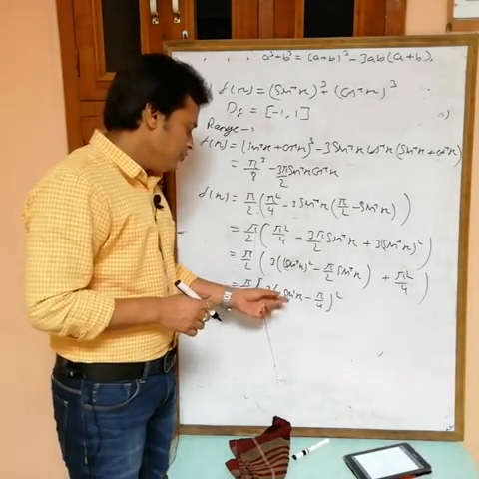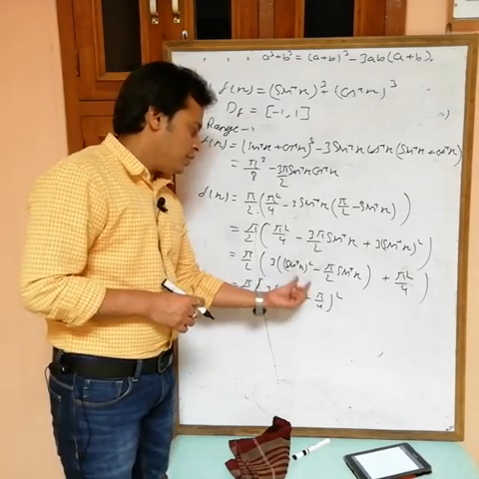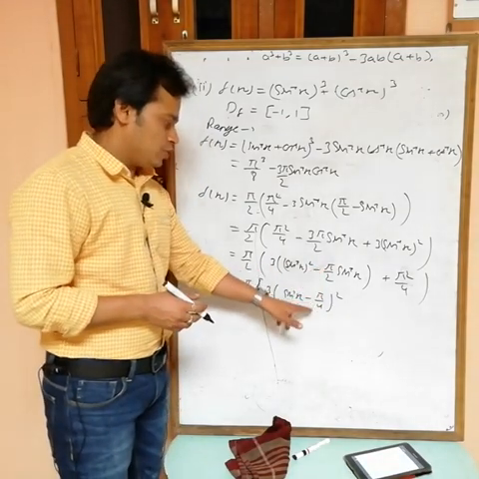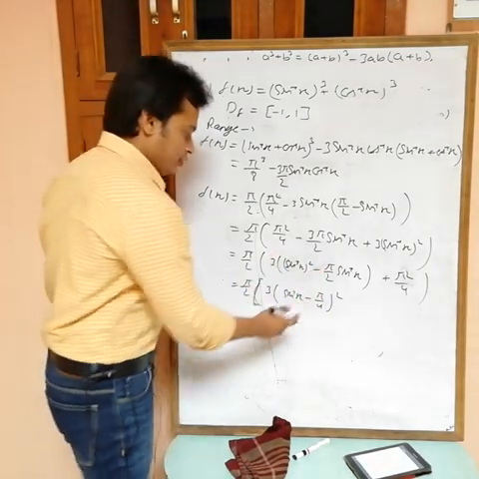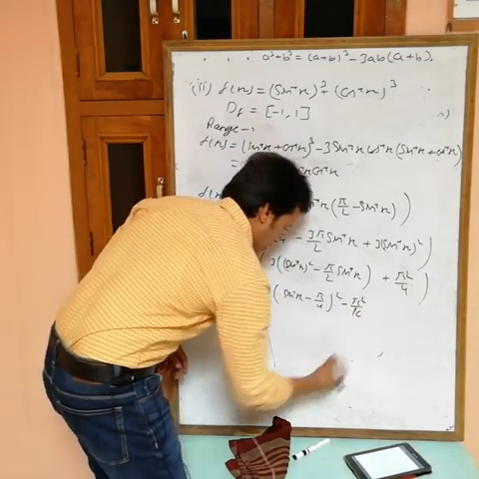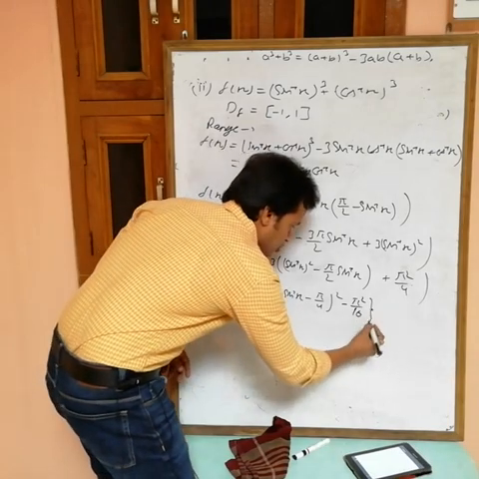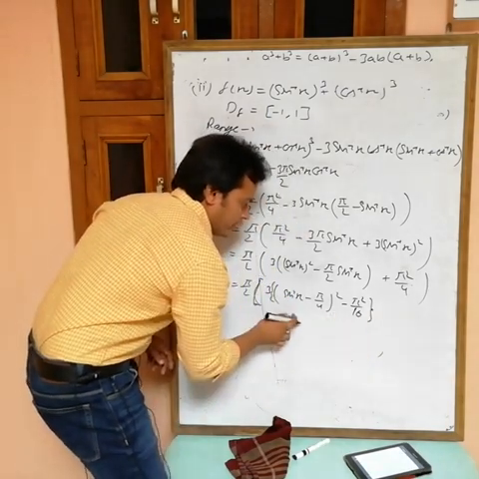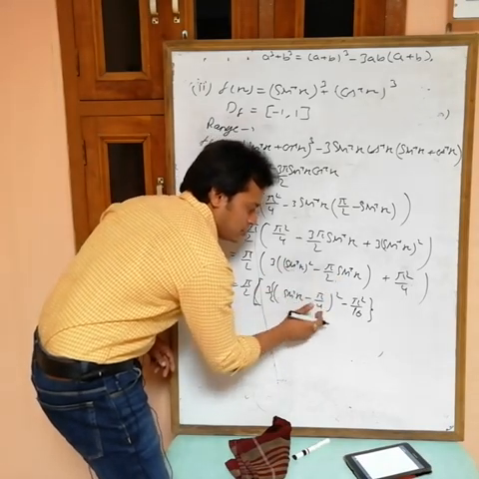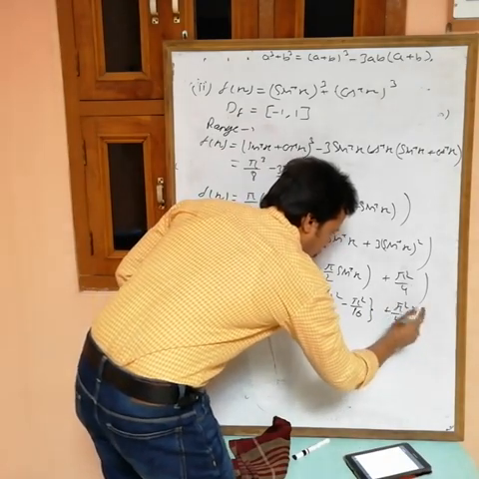So if you multiply a square minus 2ab is equal to this one, plus b square is not there, so I have to subtract this square, minus pi square by 16. Okay. If you solve this one, you will get a square minus 2ab plus b square, minus b square cancels out, plus pi square by 4. Okay.